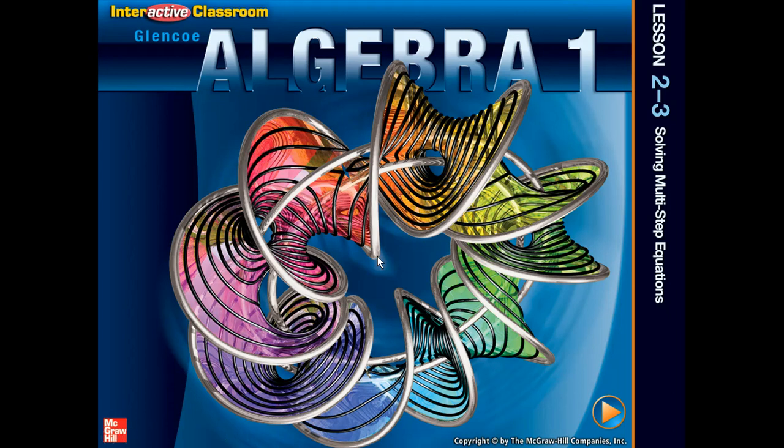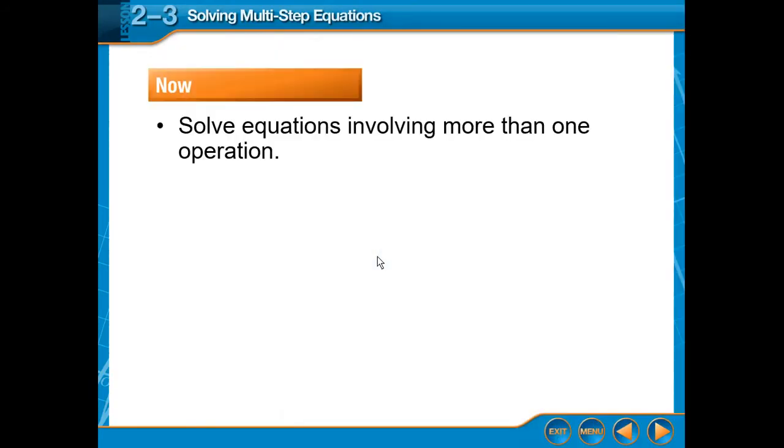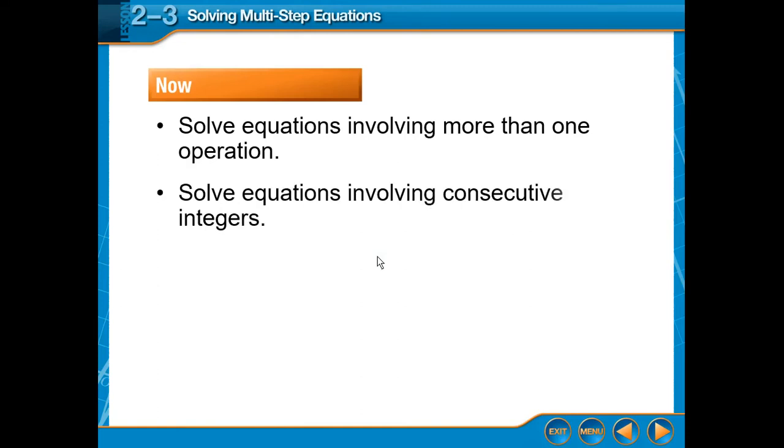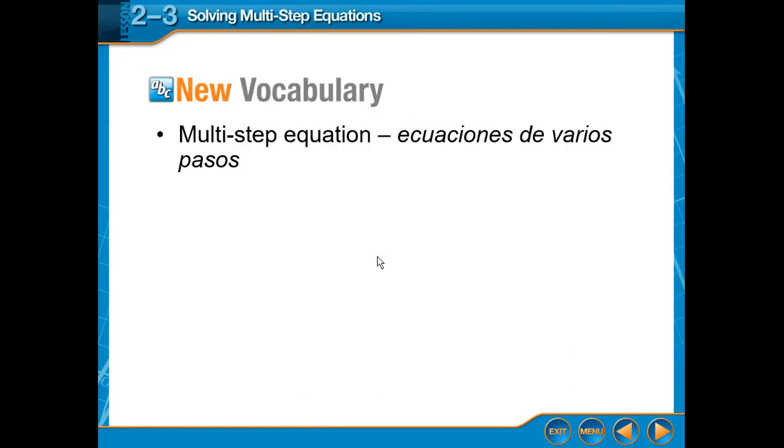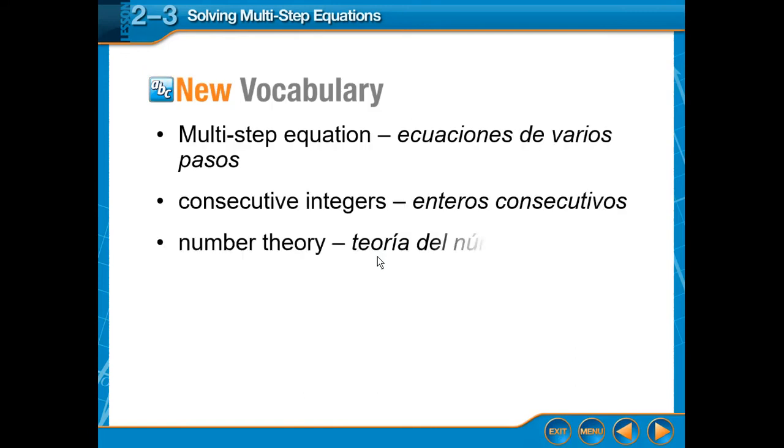Lesson 2.3, Solving Multi-Step Equations. In this video, you will learn how to solve equations involving more than one operation and solve equations involving consecutive integers. Vocabulary for this section includes multi-step equation, consecutive integers, and number theory.